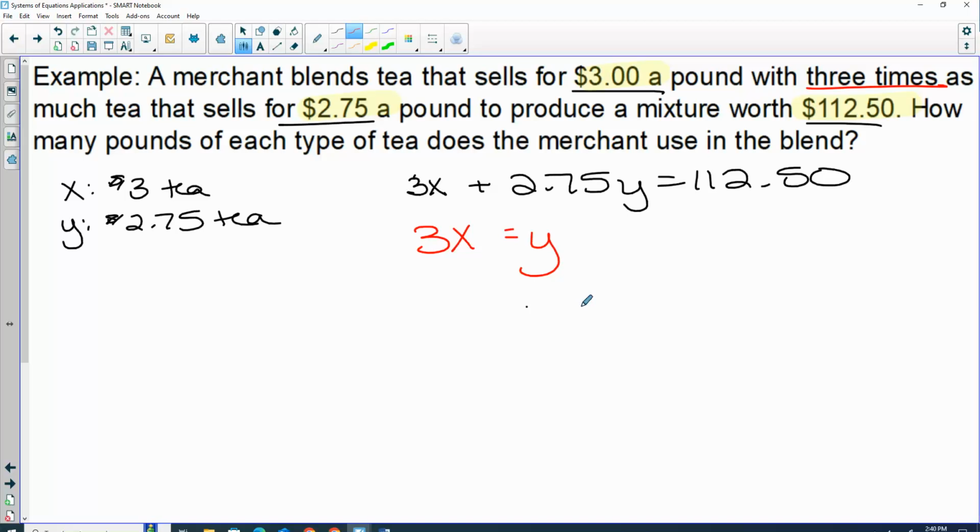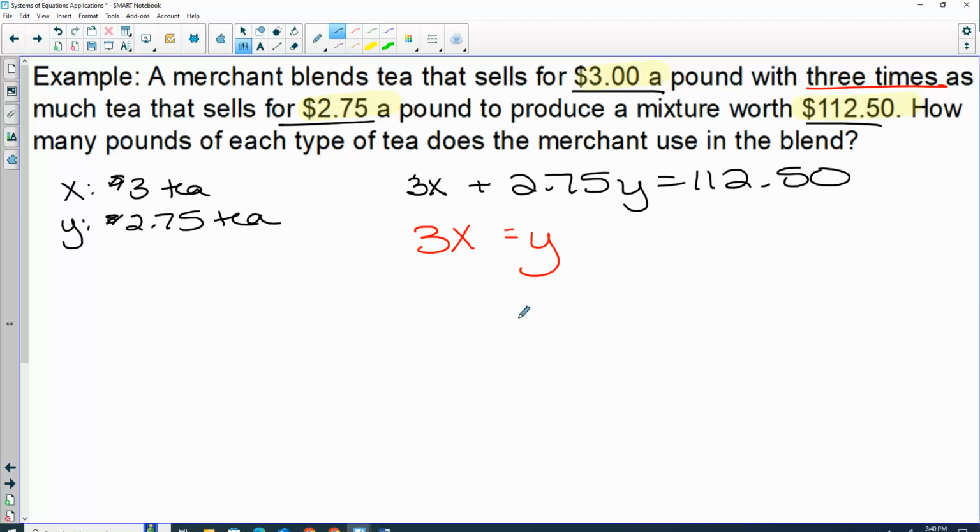Okay, so if I had 6 pounds of the cheap tea, then my other one is just 2, right? So you have to take the more expensive one times 3 to get that one. Okay, that one was worded a little bit weird.